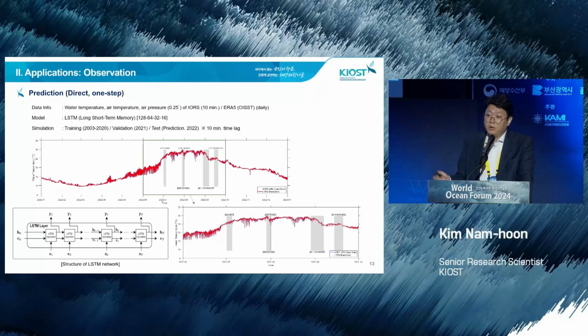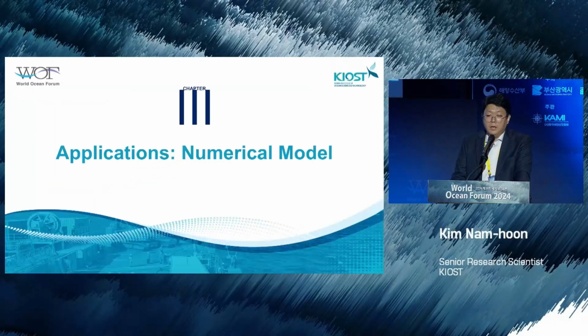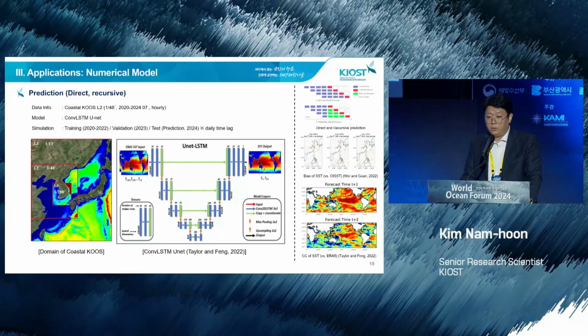These networks have a structure that inevitably fits well, and this network has relatively high accuracy. Yeah, this is not a classic way of making prediction. But next, I'll show examples of using AI technology in the field of numerical modeling.